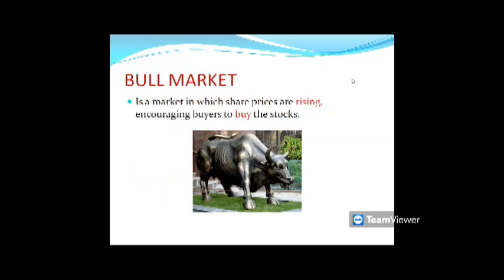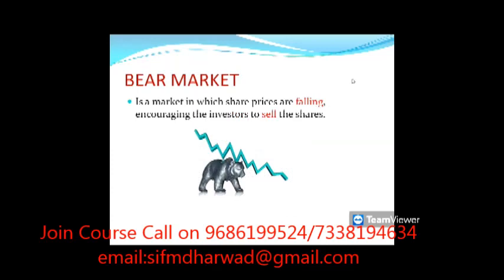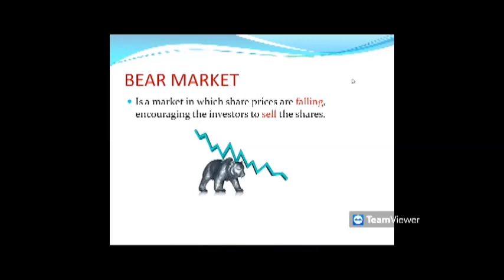Then there are some terms used. One is the bull market. When do we call it a bull market? A bull market is a market in which share prices are rising continuously and encourages buyers to buy the stocks. At some point of time, if the stock prices are rising continuously, we call it a bull market. And if the prices of the shares are falling continuously, then this is called a bear market.